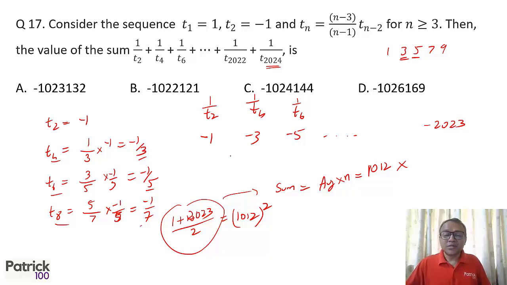Number of numbers. If you look at the number of numbers, if I take 2, 4, 6 up to 2024, these are even numbers, which means 1012 numbers. So 1012 into 1012. You can make out large digits: 2 into 2, 4. C option.